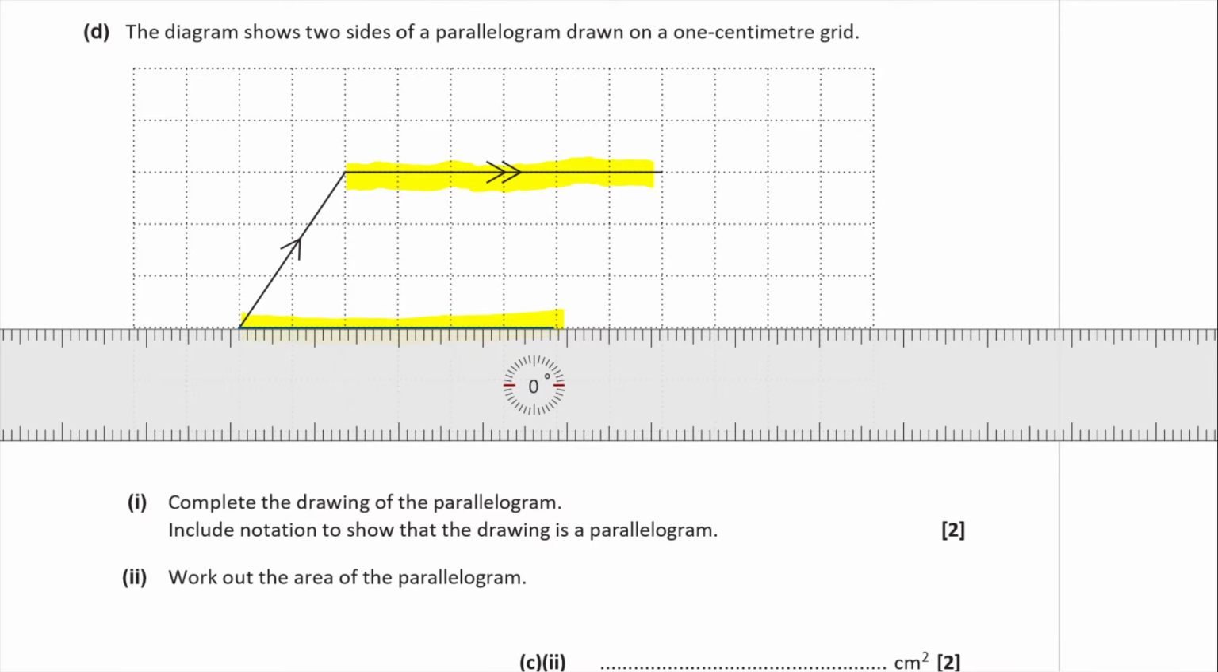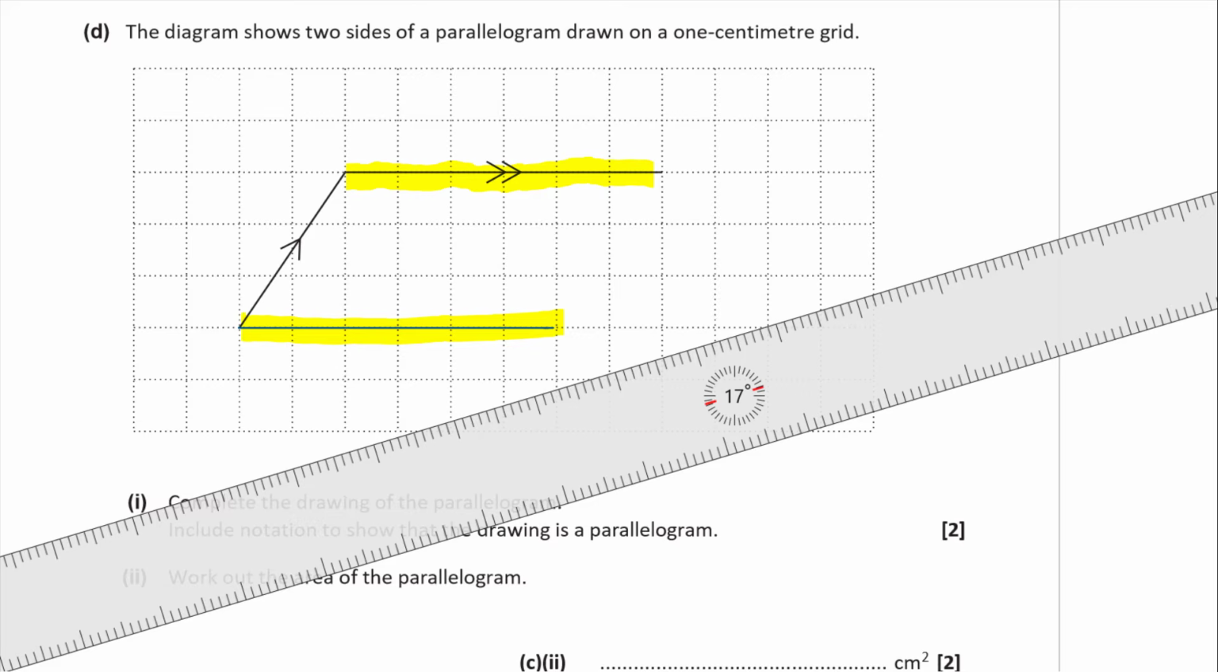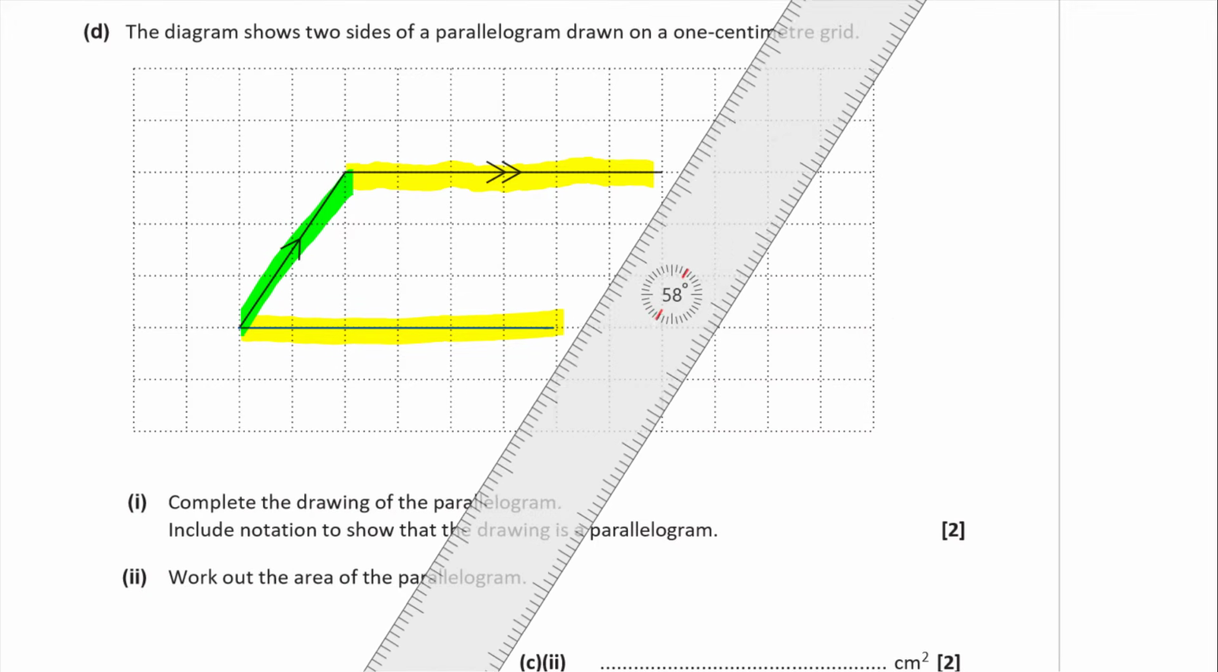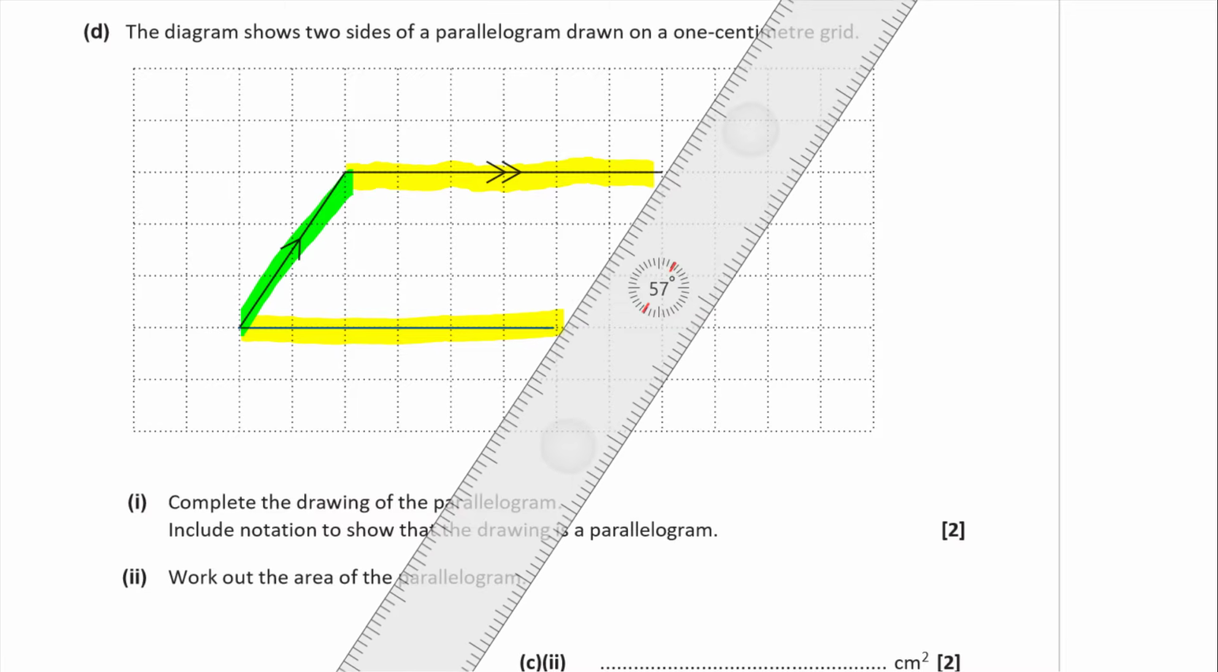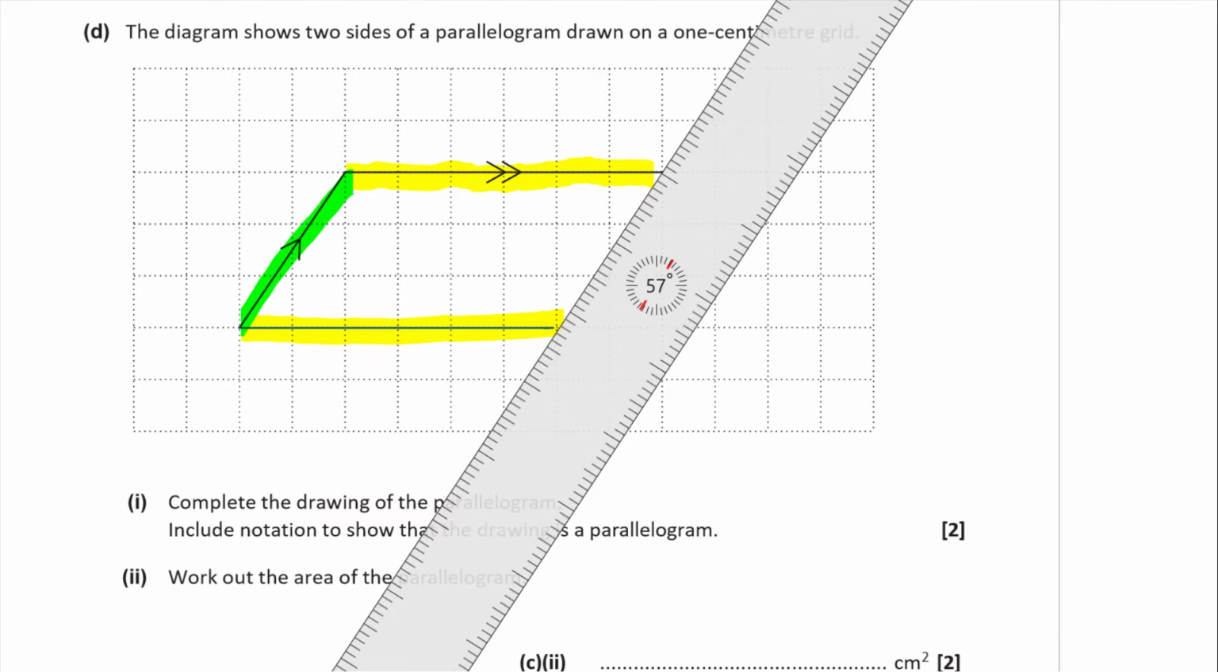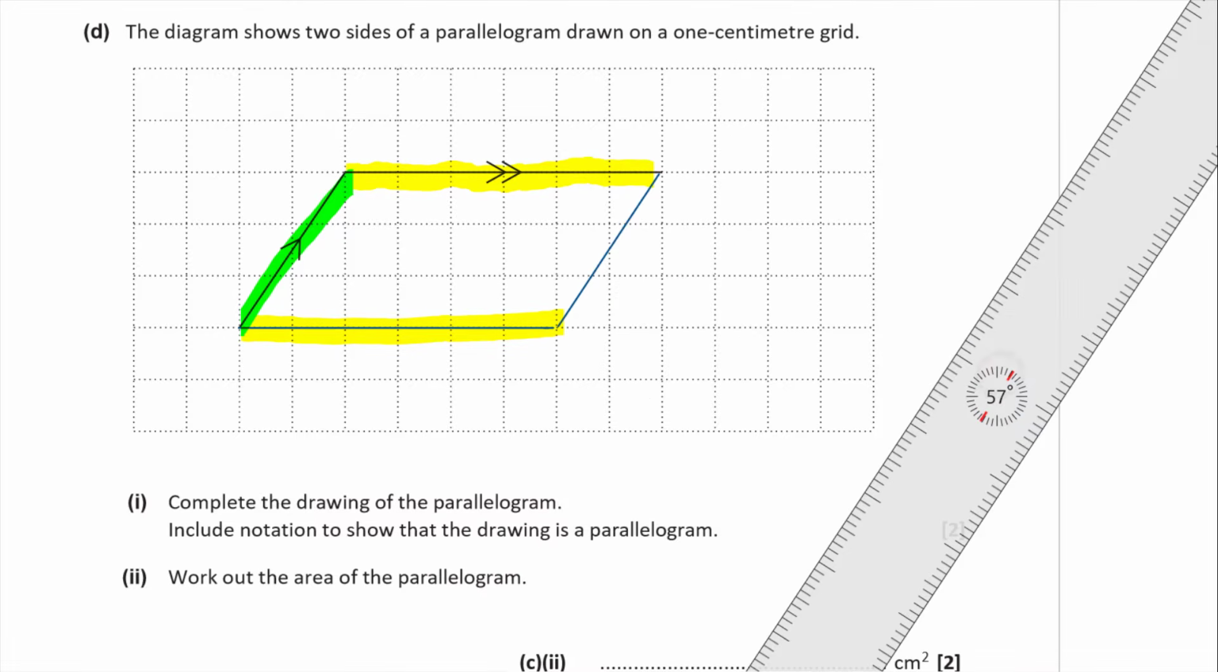Okay, so that's one pair of parallel lines. Now the other line has to be parallel to this one. But if I just join up the ends of my two lines, you'll see that it looks pretty parallel to me. So that looks right, doesn't it? So that one there is going to be my other parallel line. Now it says we need to include notation to show that the drawing is a parallelogram. Well, let's show that that side is parallel to that one and that side is parallel to that one. There we go. That seems to show it.